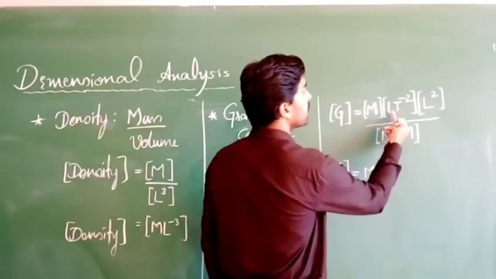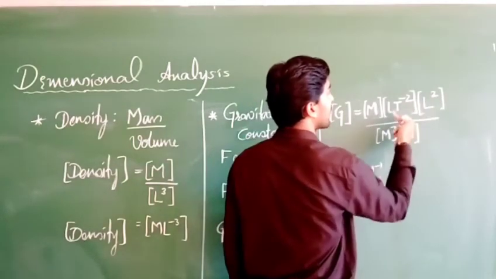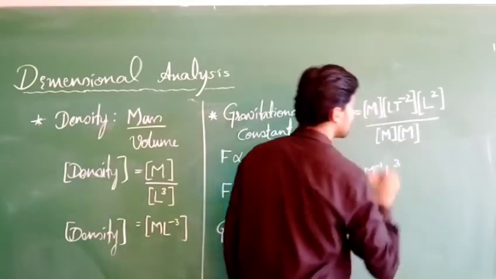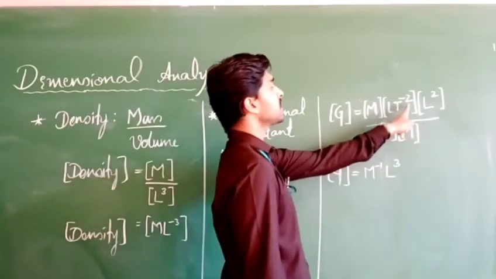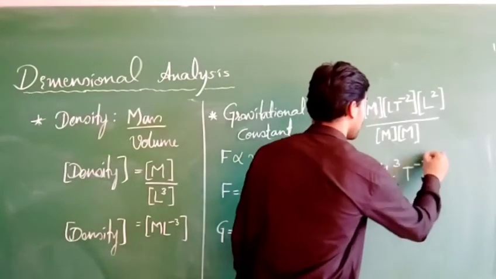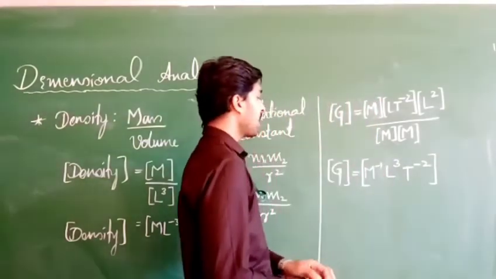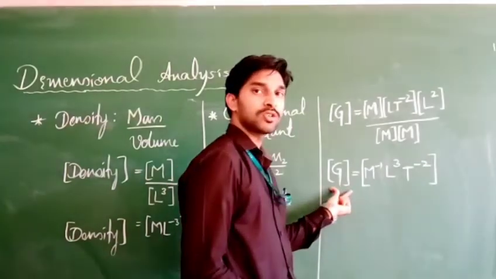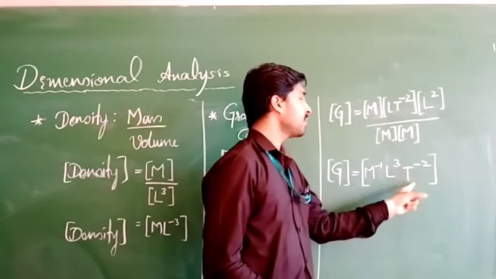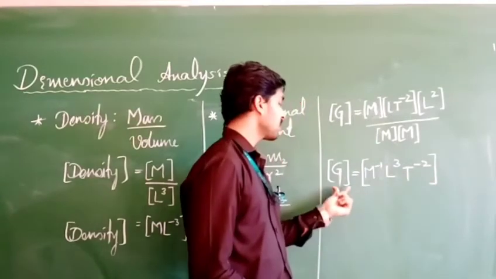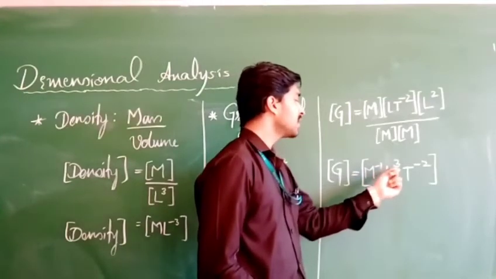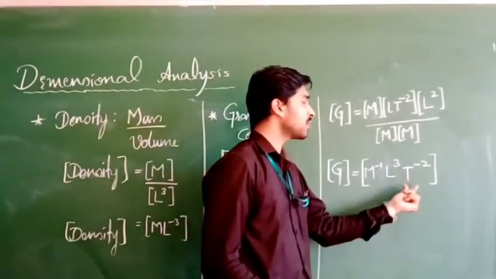Next, here we are having M, here we are having L square, L power 1, L power 2. That's why it will become L power 3. Okay. Next remaining is T power minus 2. In most of the exams they have asked this question. So the dimensional formula for gravitational constant G is nothing but M power minus 1, L power 3, T power minus 2. Dimensions of G are minus 1 in mass, 3 in length and minus 2 in time.